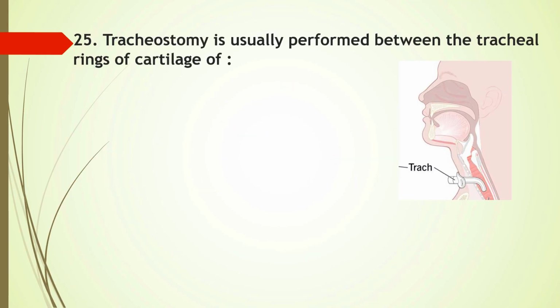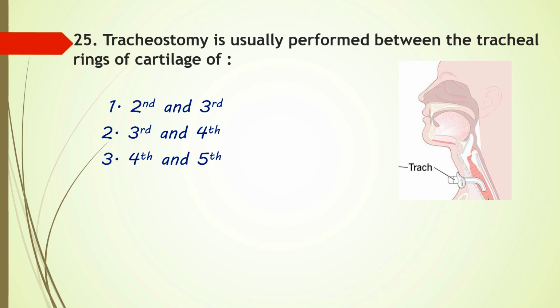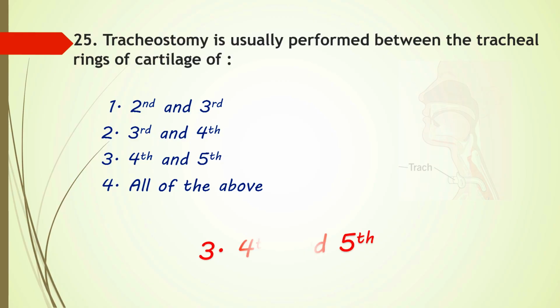Today's last question. Tracheostomy is usually performed between the tracheal rings of cartilage of, options are second and third, option 2 third and fourth, option 3 fourth and fifth, or option 4 all of the above. Yes, you are right, tracheostomy must be done within the fourth and fifth cartilage, so option 3 is the correct answer.